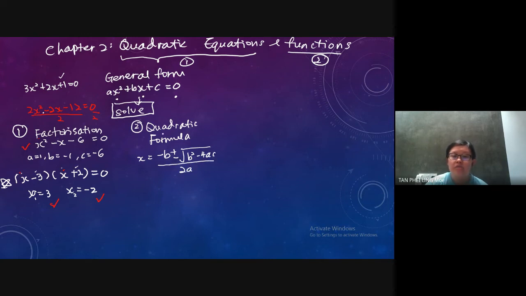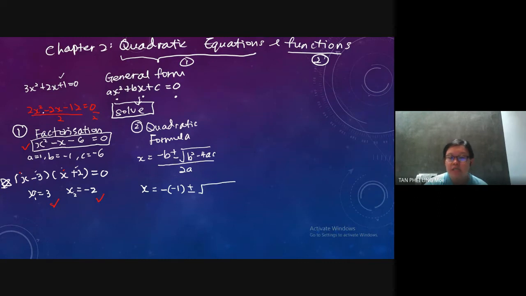Okay, so this is how you will solve. Let us use the same equation to do it. So let's say I have the same equation. Okay, I solve this one. So can you tell me what is my b? Minus my b is minus 1, right? Plus minus, and then what is my b squared minus 4ac?